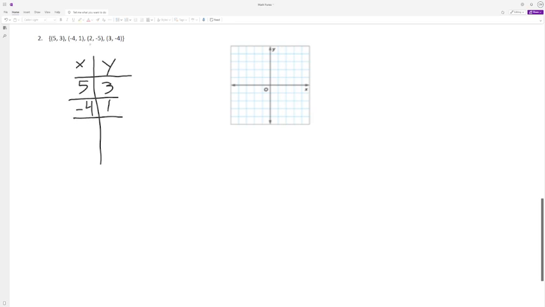The next pair is 2, -5. So we're going to write the X value 2 in the X column and the Y value -5 in the Y column. The last pair is 3, -4. The 3 is the X value in the pair, so we're going to write 3 in the X column. We're going to write -4 in the Y column.